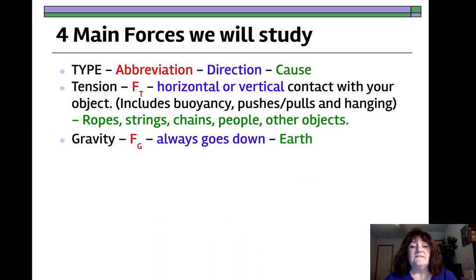The next one is gravity. Gravity is Fg. It is always pointing down, and the cause is whatever stellar body that you're on. For us, 99% of the time, it's going to be Earth.